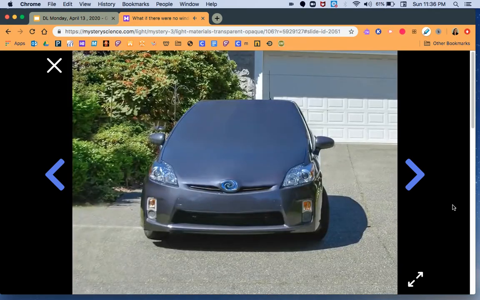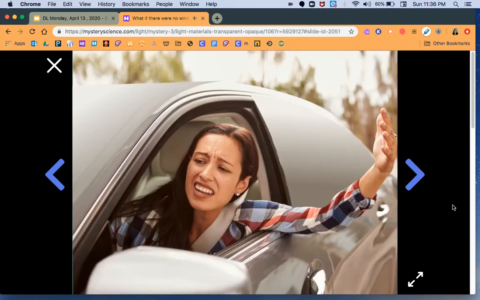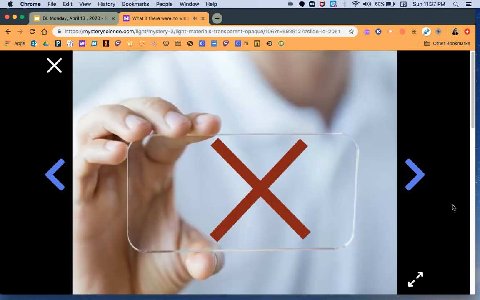Or imagine if we couldn't let light into our cars. If we didn't have windshields to see where they're going, the driver would have to stick their head out of the car. That would make it so hard to drive. But you know what? We actually haven't always had things that are see-through. See-through materials like glass had to be invented.